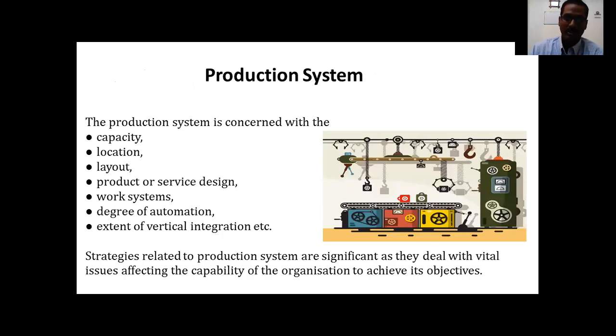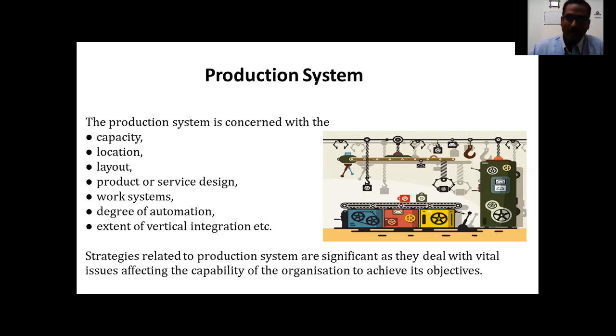So first we go to the production system. The production system is concerned with the capacity of the company to produce a particular product, and the location, where it is located. Either it wants to be located in the city, where access to the customers and other facilities is available, or the production location should be in the countryside or a suburban area. The layout of the production unit and product or service design are also included in the production system.